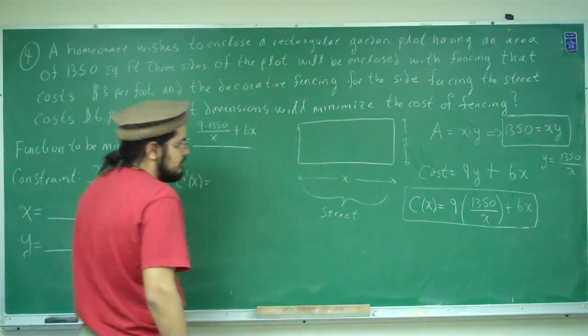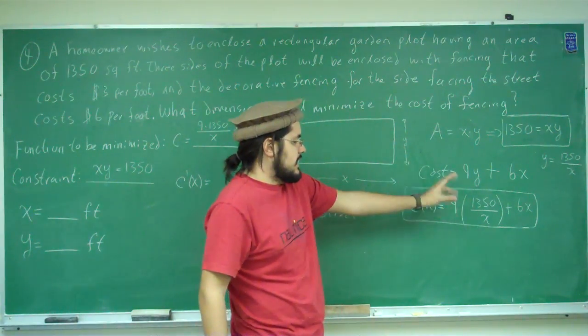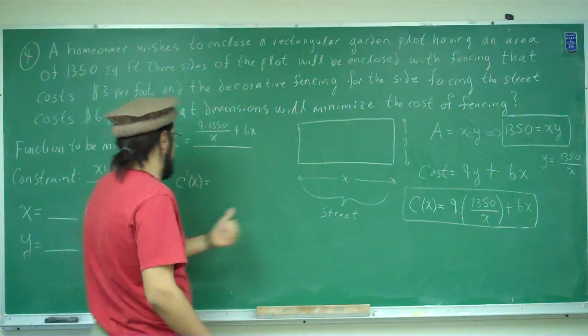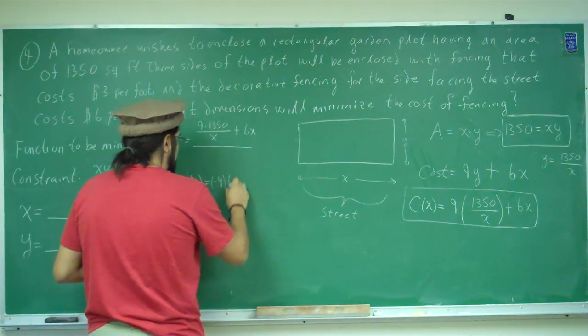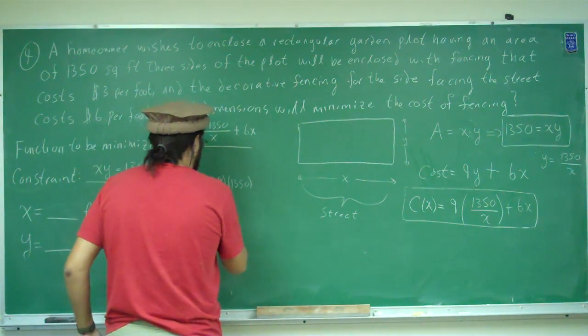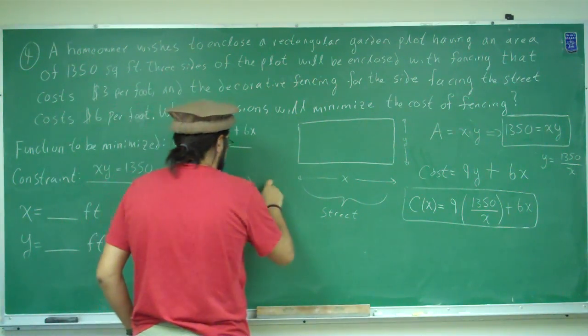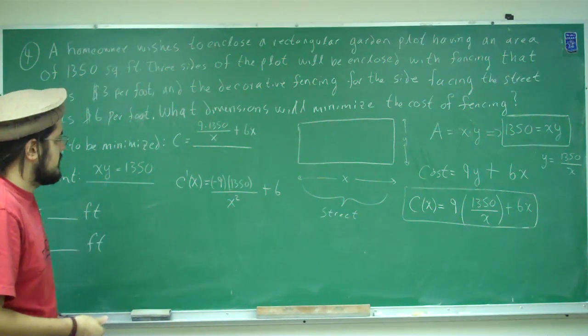is then equal to 9 times 1,350, which is a constant, so I'll bring that outside, and I have 1 over x. That's the same thing as saying x to the negative 1. So I use the power rule and I'll obtain negative 9 times that divided by x squared, and that's plus 6. The derivative of 6x is just 6. Okay, so we have that now.